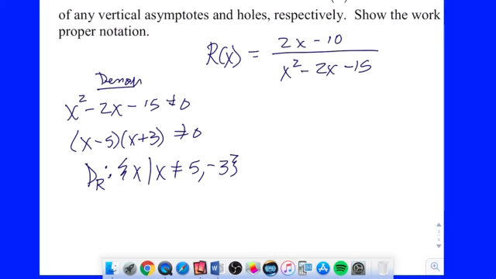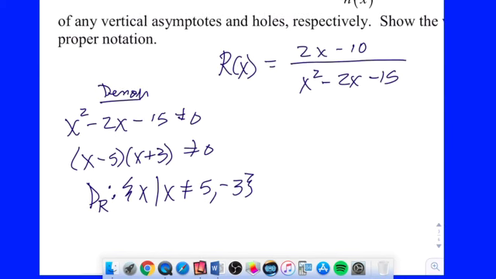Anything that gives you division by 0 is a discontinuity. And because this is a polynomial over a polynomial, they're either holes or vertical asymptotes. And again, there's two ways to tell. You can either plug your 5 and negative 3 into the numerator. If you get 0 over 0, it's a hole. If you get non-zero over 0, it's a VA.